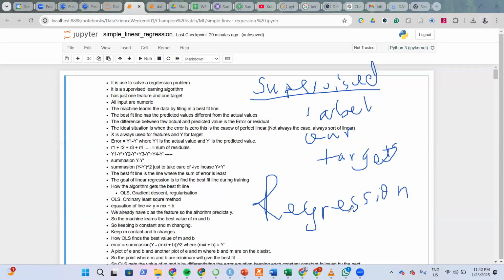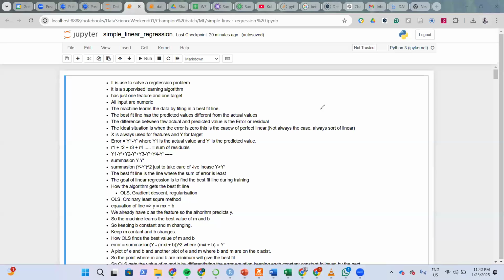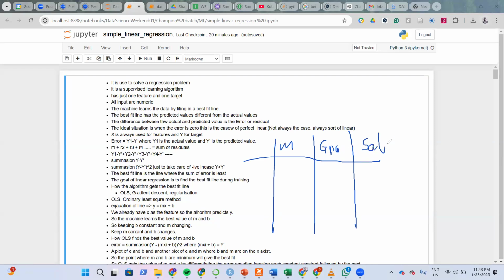Now, what is a regression problem? Let's look at what a regression problem is. For us to look at a regression problem, I'm going to have an example. Let's say you have somebody's marks, the marks you score in school, your GPA, and then your salary. Salary is your target. Let's say they want to use your marks plus your GPA to determine your salary.